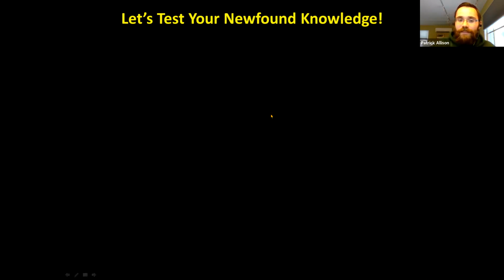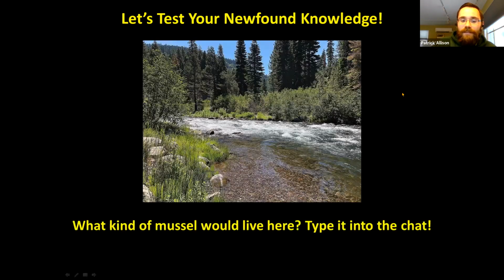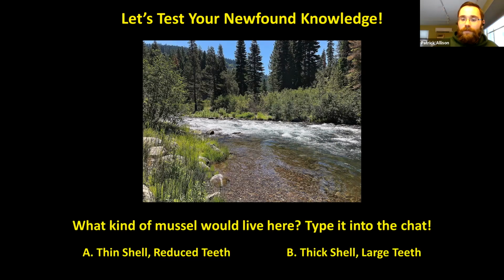So, first one. We have a nice stream with quite a bit of rocky waters in there. So, what kind of mussel would live here? Would it be a mussel with a thin shell and reduced teeth? Or is it going to have a thick shell with large teeth? So remember, the habitat is going to be this stream that has quite fast waters and rocks in it.